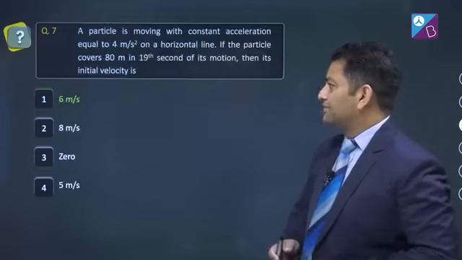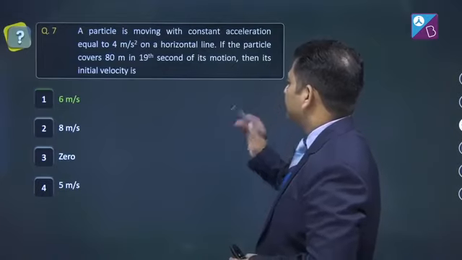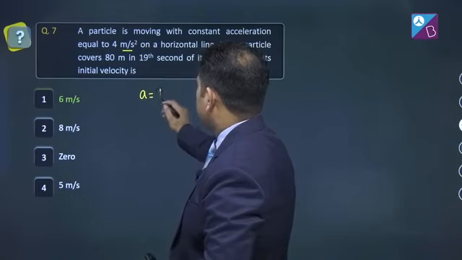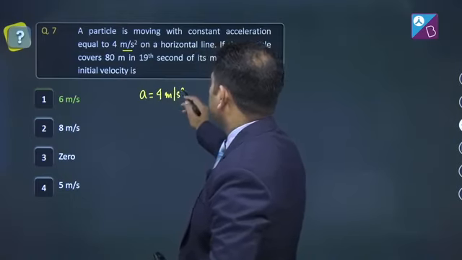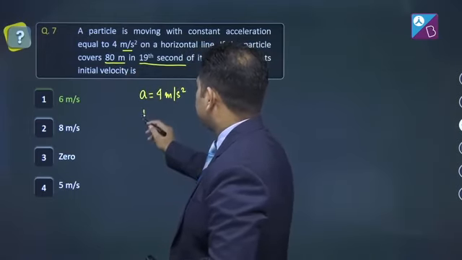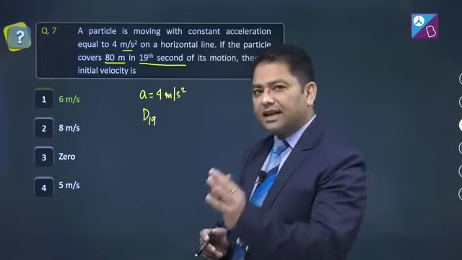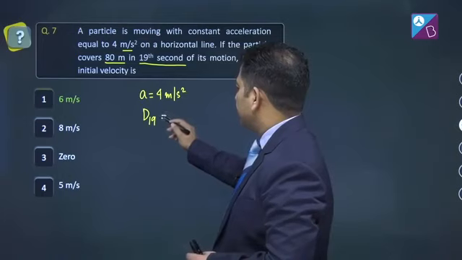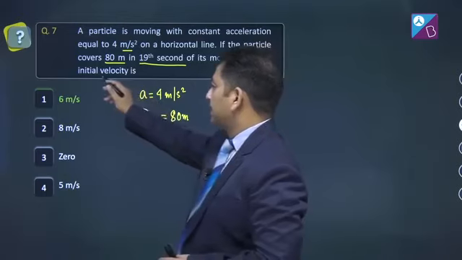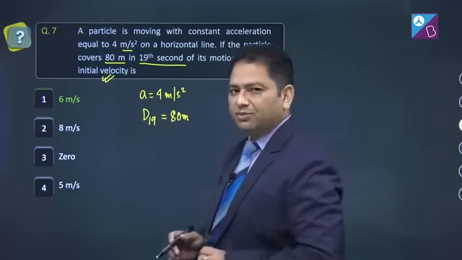Let's move further. Question number 7, what does it say? A particle is moving with constant acceleration, yaani acceleration ki value di gayi hai 4 meter per second square. The particle covers 80 meter in 19th second. 19th second hai, 19 second nahi. So this is D19, and that value is 80 meter. On the basis of this information, mujhe calculate karna hai initial velocity. Again, straightforward formula based question here.